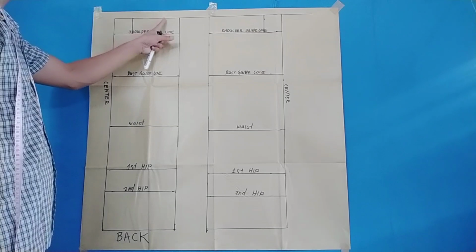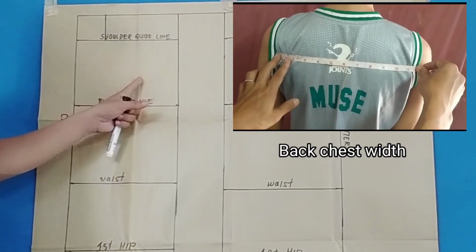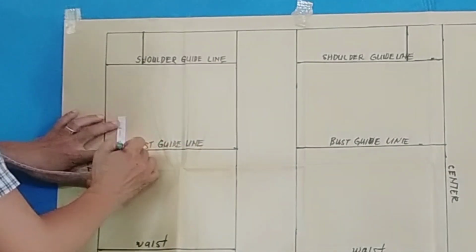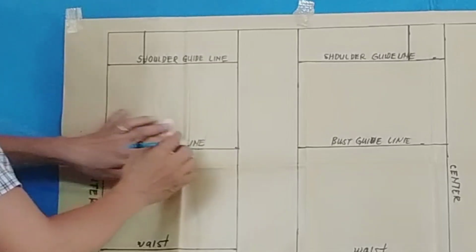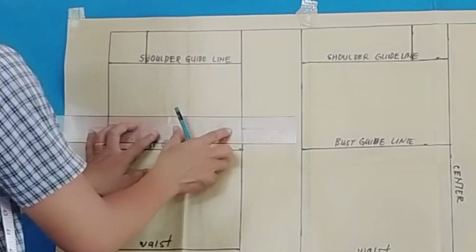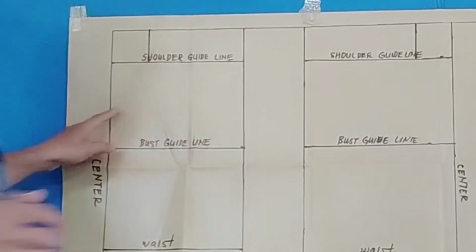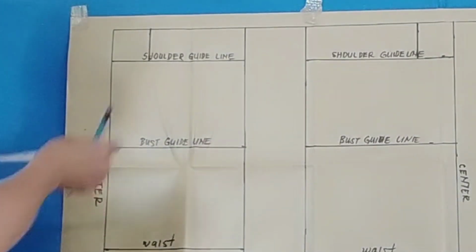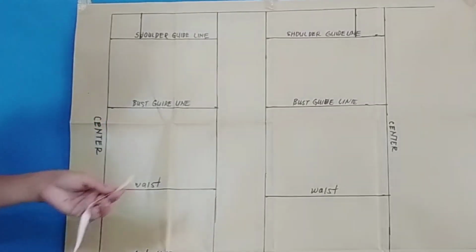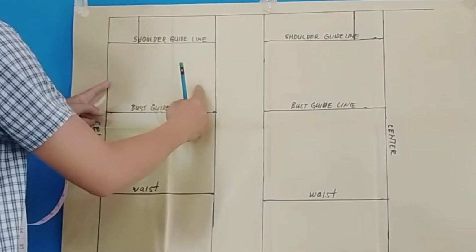Now, the next vertical line is the armhole guideline. So, para makuha natin yung vertical line para sa armhole, i-apply natin dito yung back chest width or yung back width. From the bust guideline, we will go up at least 2.5 of an inch, and then we will mark in a pencil there. So from this line, dito natin i-apply yung ating back chest width. In my example, I used back chest width na 13 and a half. So, i-divide sa 2 yung back chest width na 13 and a half.